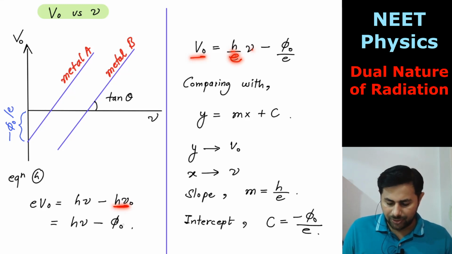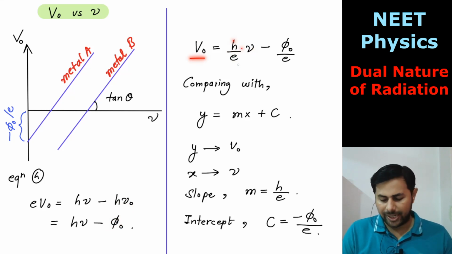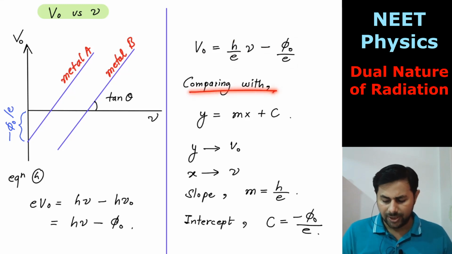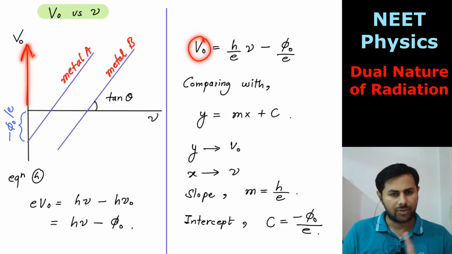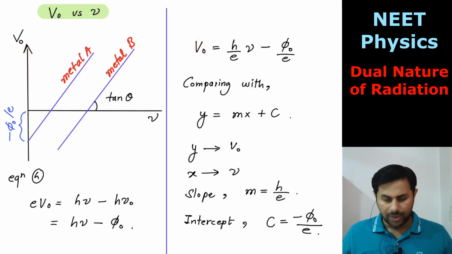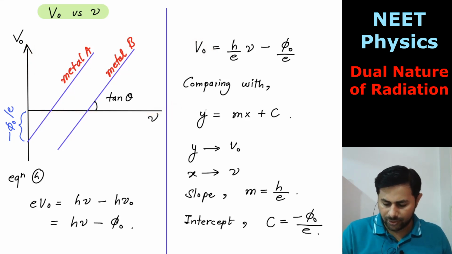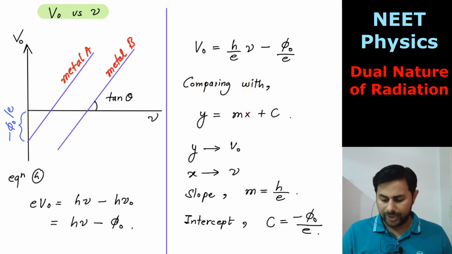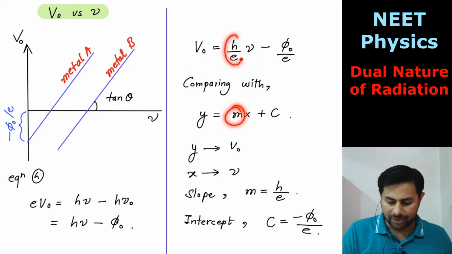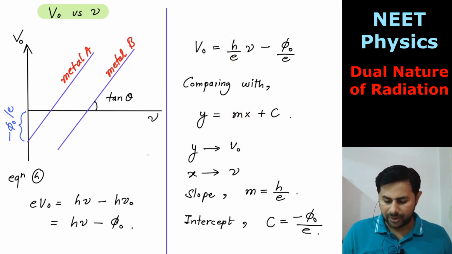And what is h nu naught? It is phi naught. So V naught is equal to h nu by e minus phi naught by e. So compare this with the equation of a straight line, y equals mx plus c. You are plotting V naught, the stopping potential, on the vertical axis, then you are plotting nu on the horizontal axis. So your y is V naught, x is nu. So what would be the slope of this graph? m is equal to h by e. What would be the slope of the graph? m is equal to what?